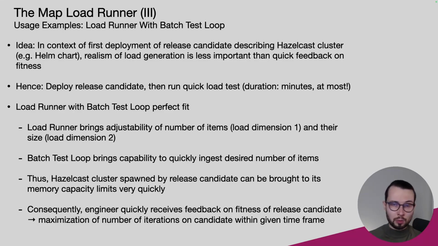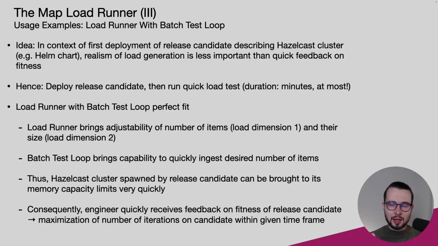when talking about the Pokedex Runner and the very first use case that was really very simple indeed. So in the first video about Hazeltest, I talked a lot about release candidates that describe Hazeltest clusters and how to assert their production fitness before rolling them out to production, ideally. And the batch test loop has a very, very important purpose in this context, right? If you're in an early stage of testing a release candidate, then the realism of the load generation is actually far less important than quick feedback on how fit this release candidate is for production, right?